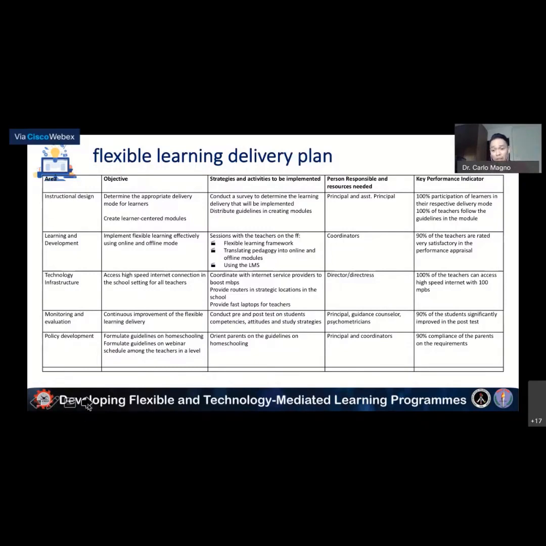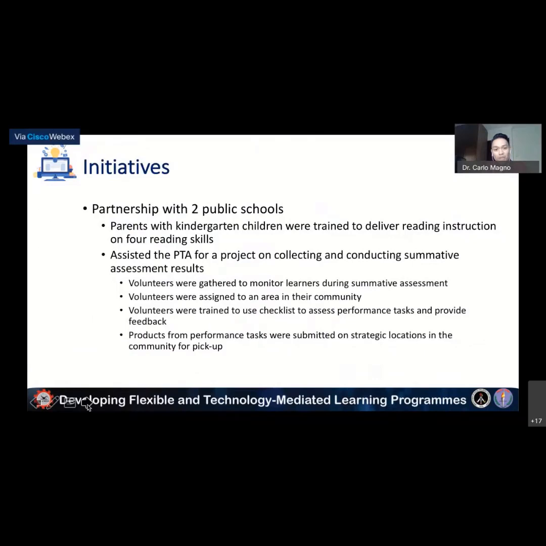to their stakeholders, such as parents, so that parents will have a good grasp of how flexible learning is going to be delivered. And we have partnered with two schools, so we have trained the parents on how to teach reading instruction, and we have assisted PTAs in schools on how to collect summative assessments, because this is very much needed, because this is graded.